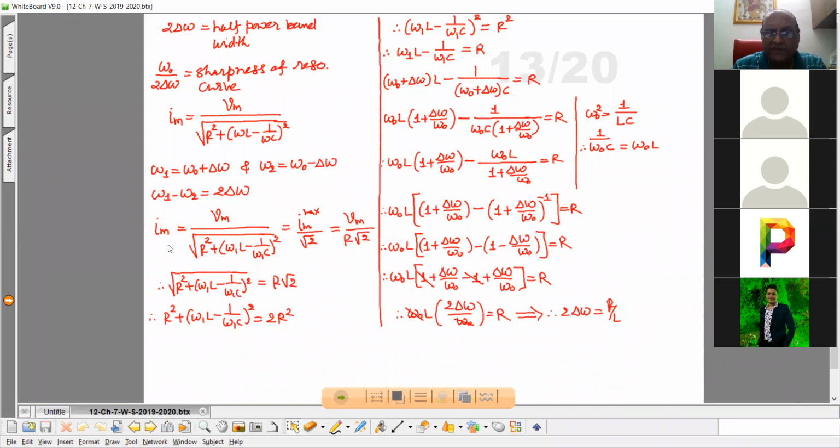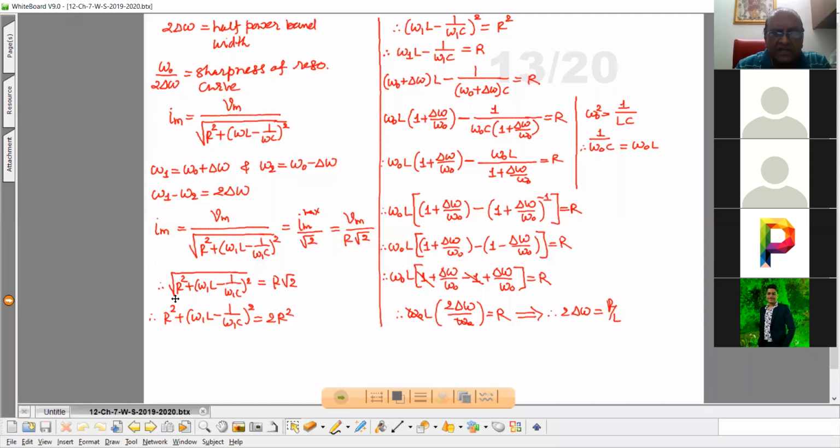Now, if we take omega equal to omega 1, we could take omega 2 also, but let us take omega 1. So if we take omega equal to omega 1, then your current Im, that is Im maximum by root 2. I just showed you that at that time the power is half, and that corresponds to the value of the current Im maximum by root 2. So if we take omega equal to omega 1 in this equation, our Im becomes Im maximum by root 2. And now this Im maximum we can replace by Vm by R, because our Z is R now, right?